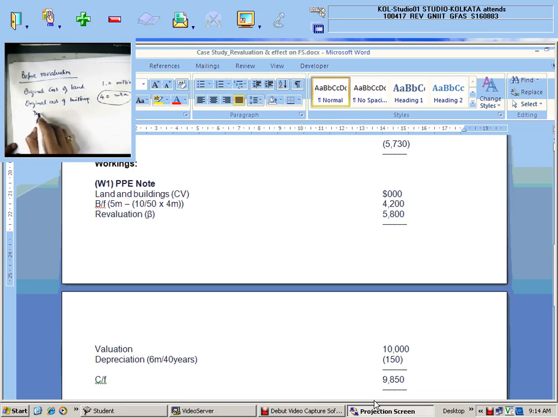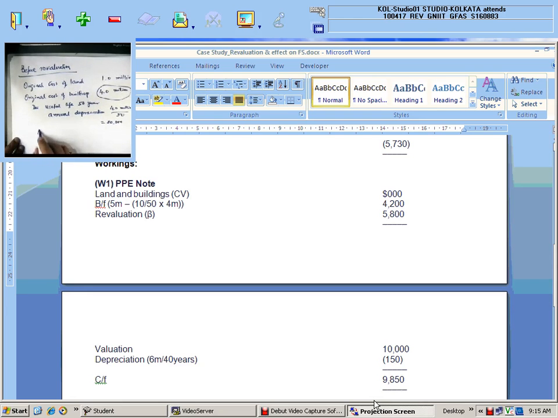Depreciation over useful life is 50 years. So annual depreciation before revaluation was 4 million by 50, so it is 80,000. This is before revaluation. So for 10 years, accumulated depreciation for 10 years is 800,000, 10 into 80,000.